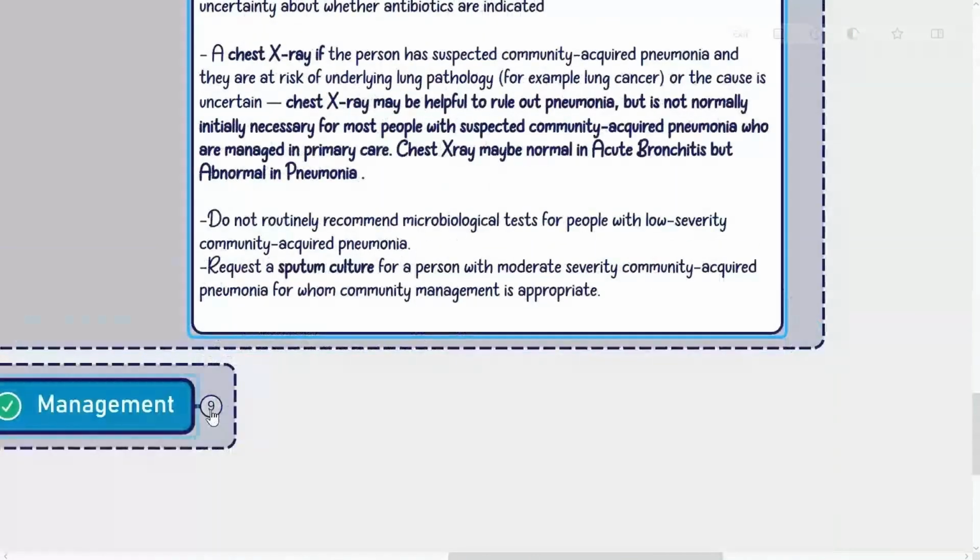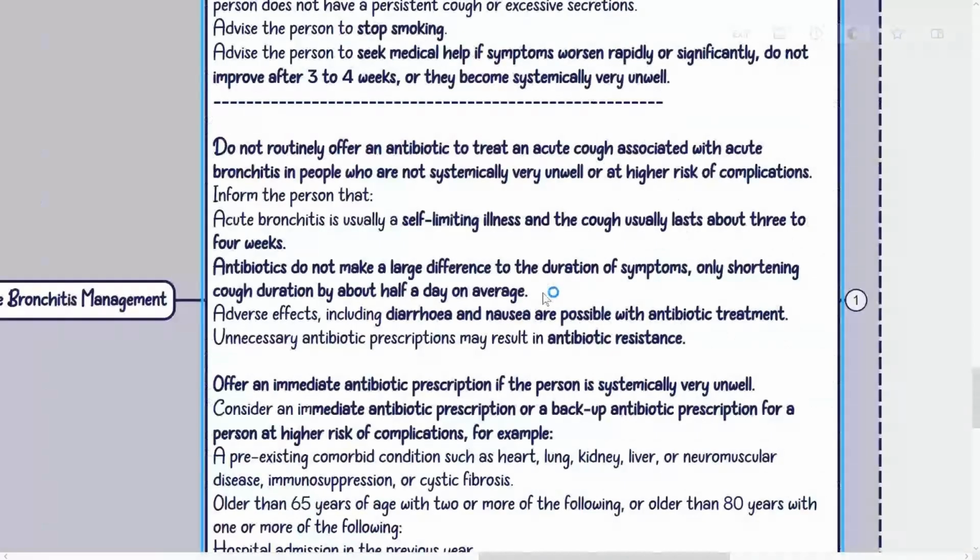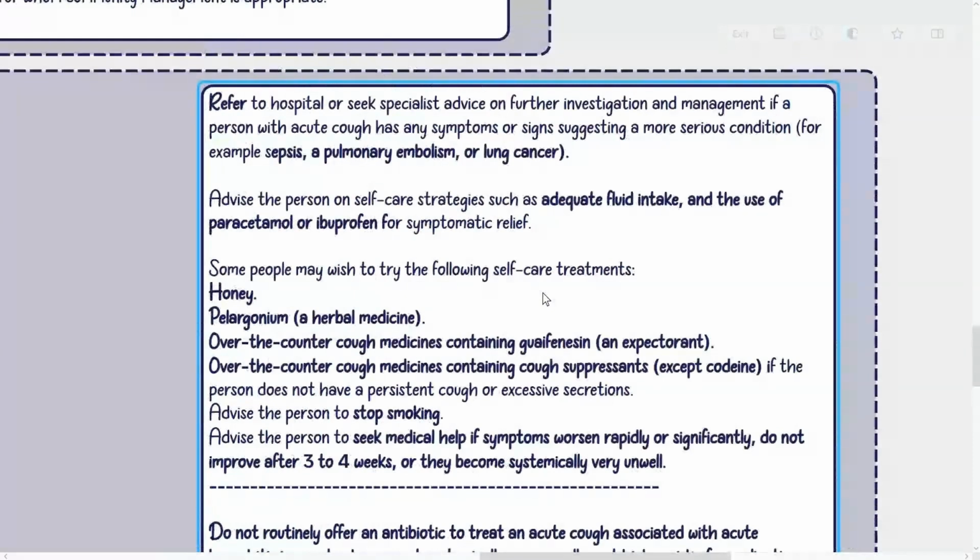Acute bronchitis management. Refer to hospital or seek specialist advice on further investigation and management if a person with acute cough has any symptoms or signs suggesting a more serious condition, for example, sepsis, a pulmonary embolism, or lung cancer.